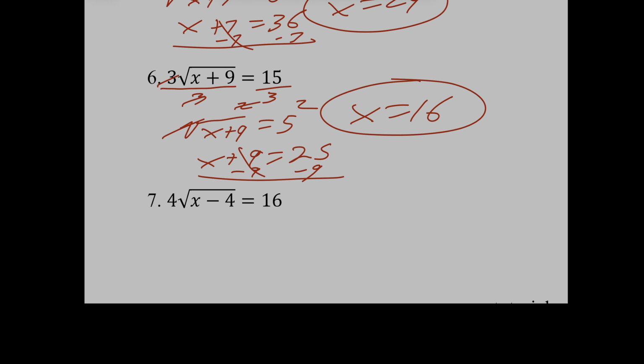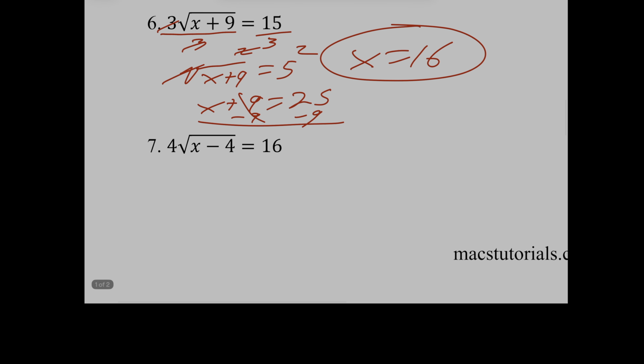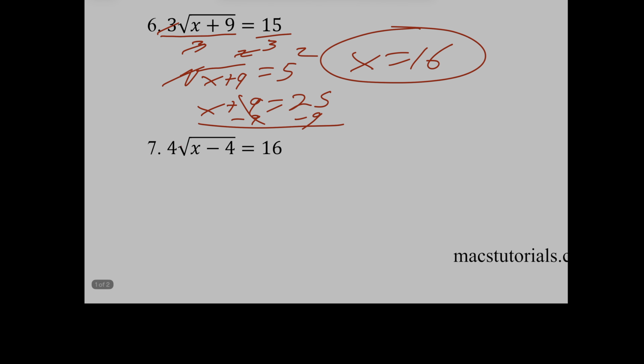Are you guys getting a process? The big thing is that you have a process on how to do these. Step number 1, get rid of anything that's not a square root. So I want to get rid of that 4, so I'm going to do this. Boom, boom, and I get square root of x minus 4 equals 4. And now the square root is alone, so now I'm allowed to do that.